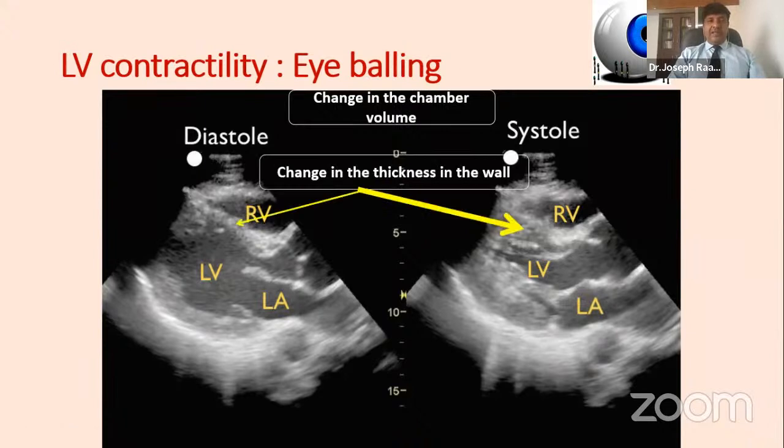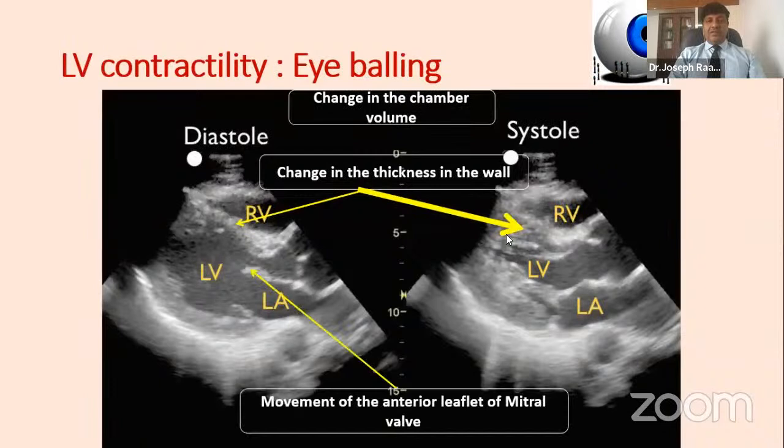The second thing is the change in the thickness of the wall, either the ventricular septum or the free wall. The thickness should change more than 60% during systole. So during systole, the wall has to get thickened. That's the second thing you need to look into.